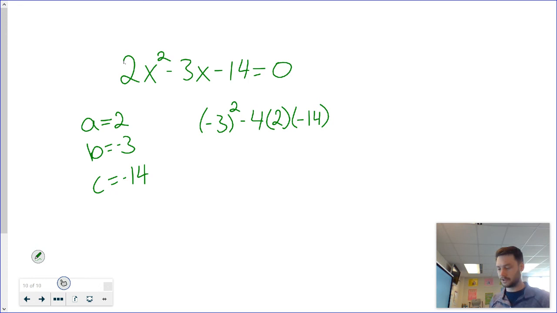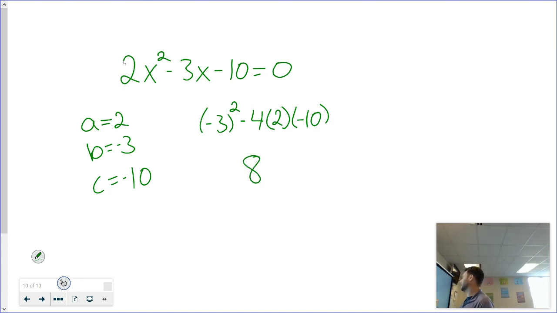If we do that, 3 squared minus 4 times 2 times negative 14. If you do this one, oh, really? I locked into that one. All right, let's change this quick. So I didn't actually do what I wanted it to do, unfortunately. Pretty wild that that worked out, but okay. Let's change that to a negative 10. Okay, that's better. So if you do it with negative 10, you end up with 89.